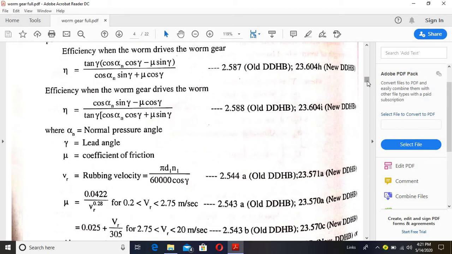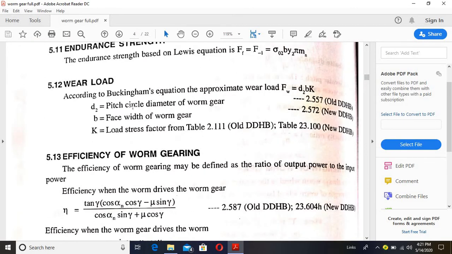Next, the wear load. The wear load can be calculated based on Buckingham's equation. He has given an equation to calculate the wear load: wear load Fw is equal to D2 into b into K. Always here we are substituting D2, the pitch diameter of the worm gear, b, the face width, and K, the load stress factor.